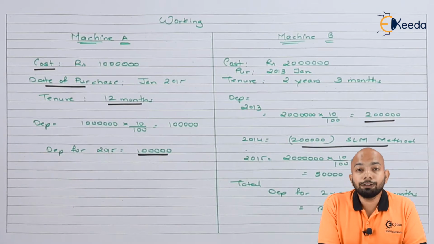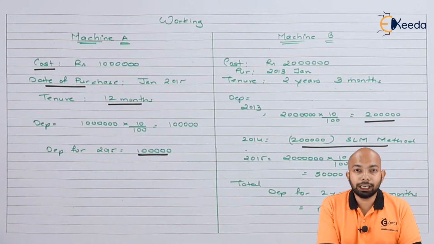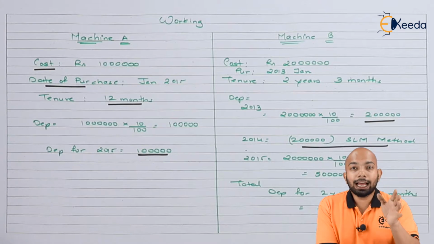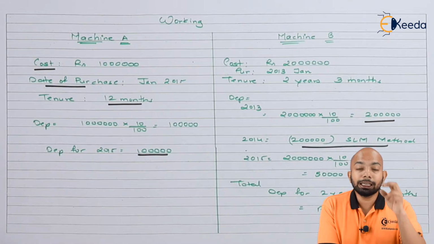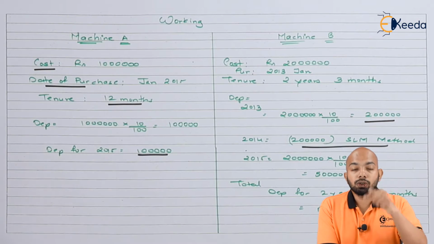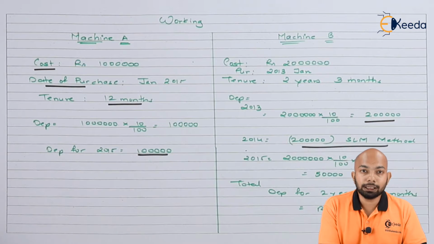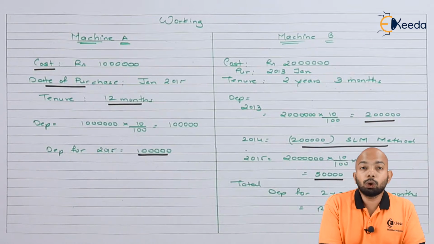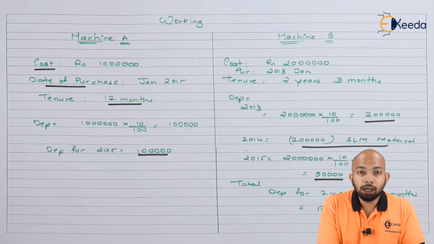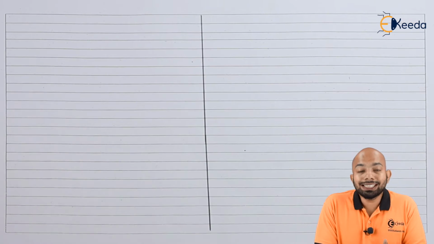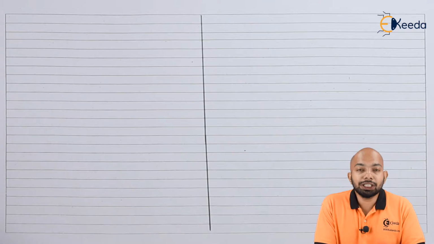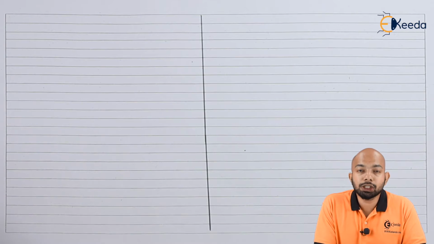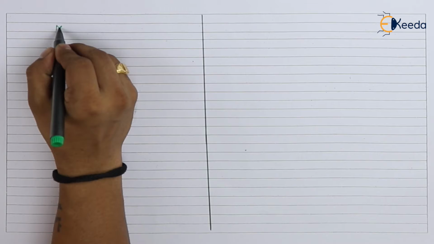Now in the year 2015, it has been utilized only for 3 months. So 20 lakh multiplied by 10% multiplied by 3 divided by 12. The reason being it has been used only for 3 months. So that gives you a depreciation of 50,000. So the total depreciation for machine B until the date of sale would be 4,50,000. We'll start with working for machine C and machine D now. Rather, we'll start with machine C first and figure out the depreciation for this specific asset.